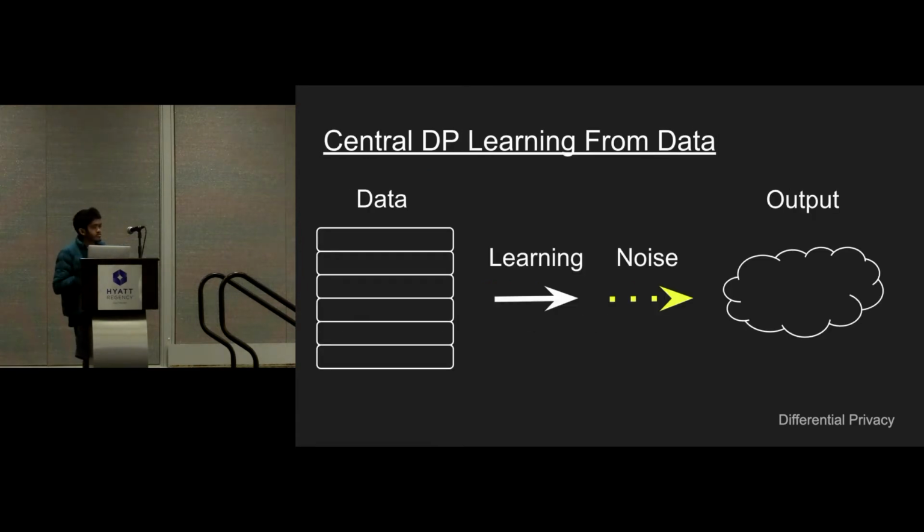And the cartoon that we're going to keep in mind for centrally private learning is there's this stack of data, you have central access to it, you can just look at it, you do some learning, and then you add some noise and you produce some output.